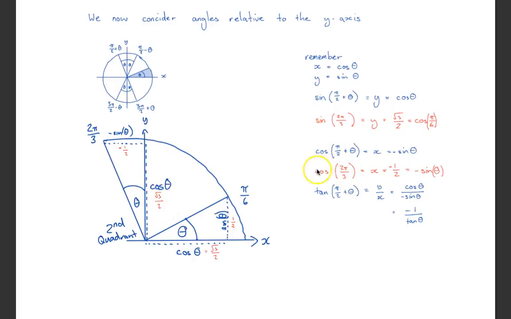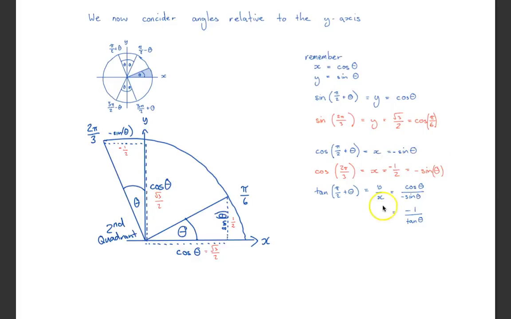Similarly, if we were asked to find the cosine of 2 pi on 3, in this format, it's equal to negative sine of this angle here, which we've just said is pi on 6, and negative sine of pi on 6 is negative a half.